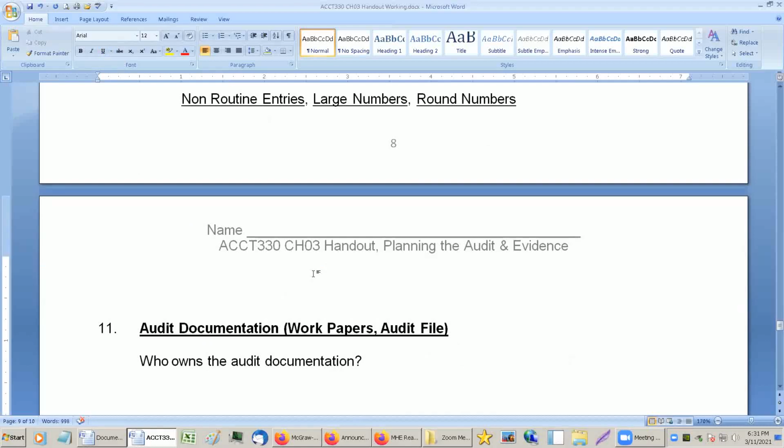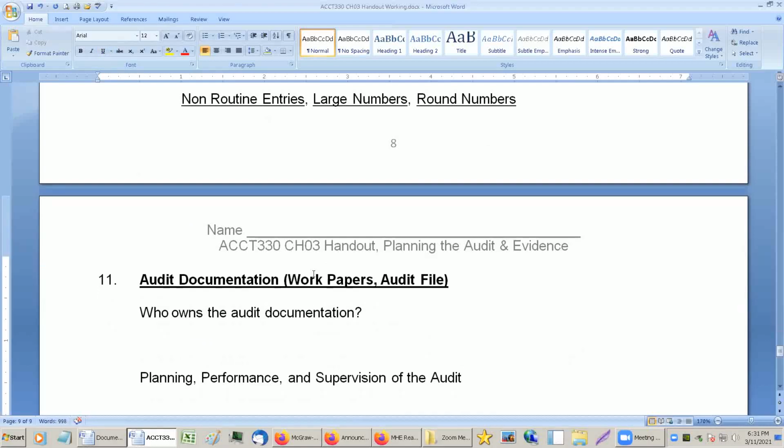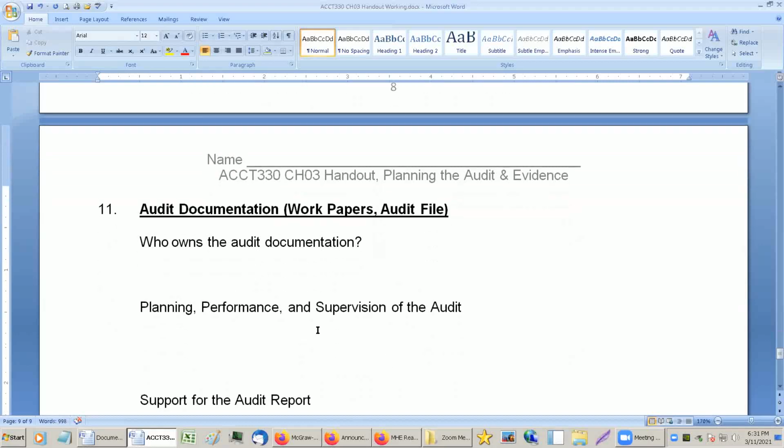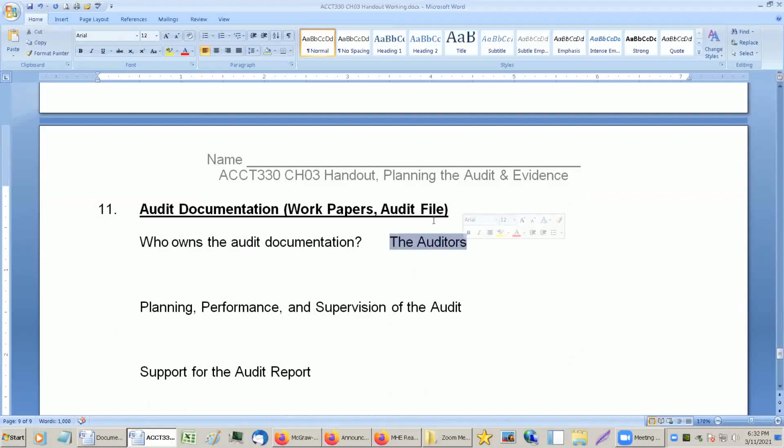Okay. And the last thing we're going to do here, okay, who owns the audit documentation? We may have already talked about this. The auditors own the documentation. So auditors own the documentation.